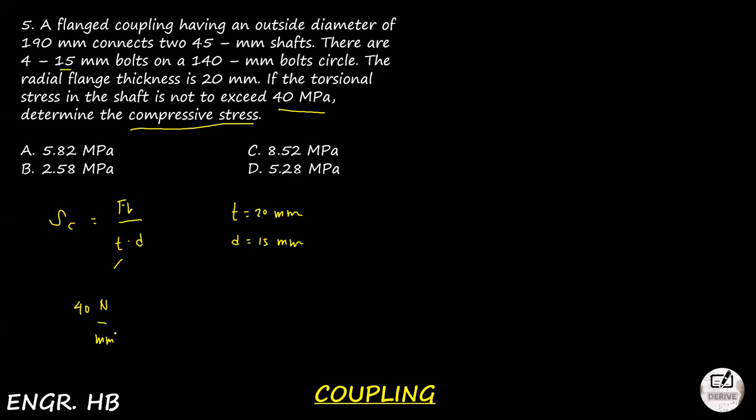So that was 16T over pi D cube. So ang D cube natin or shaft diameter is 45 mm cube. So kaya natin kinukuha yung torque kasi we all know that torque is equal to force individual load times the BC over 2 times the number of bolts. So makukuha natin si FB through this torque. So kailangan makuha natin si torque through the shaft diameter. So that was 40 times 45 cube times pi divided by 16.